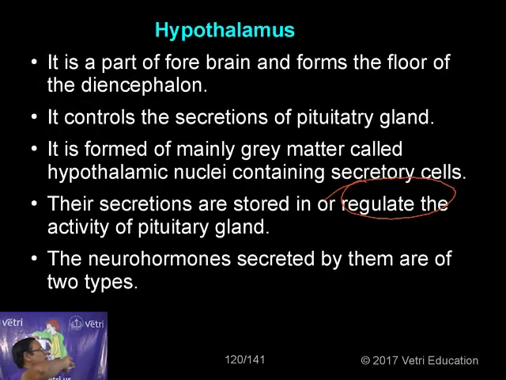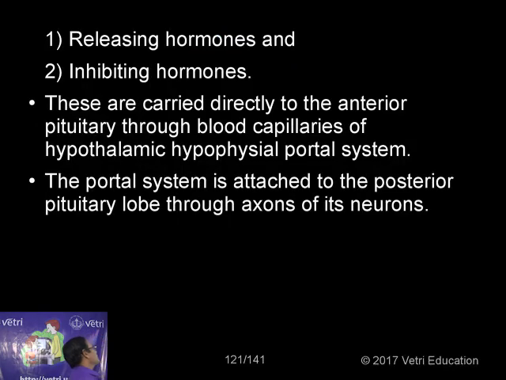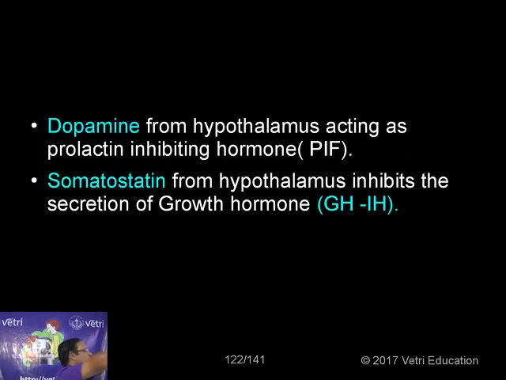Now you've seen already the hypothalamus. The hypothalamus controls the activities of the pituitary by secreting certain factors, called releasing factors and inhibiting factors. These are carried directly to the anterior pituitary by means of the hypothalamo-hypophysial portal system. The axons of its neurons are directly connected to the neurohypophysis, and the secretions of the hypothalamus are carried to the anterior pituitary lobe through the hypothalamo-hypophysial portal system.